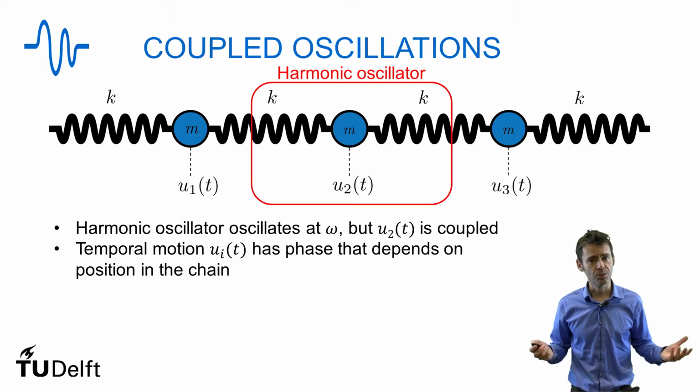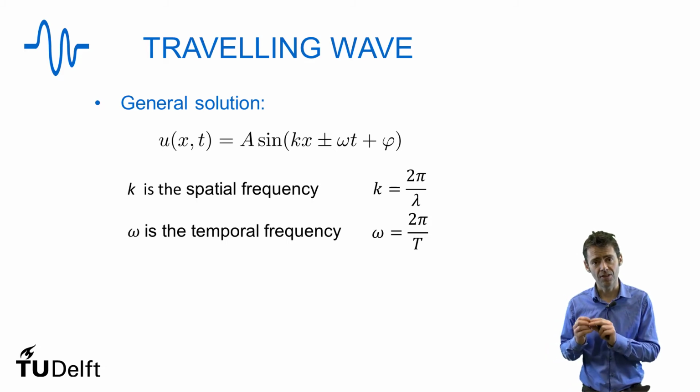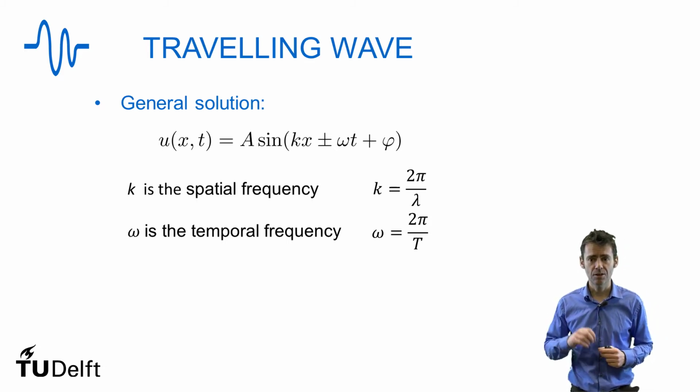So I will not go into all the mathematical details, but I will give you the solution, and that is the general solution for a traveling wave. u as a function of spatial coordinate x and temporal coordinate t is capital A times sine of kx plus or minus omega t plus phi. So kx is the spatial part of the wave, and omega t is the temporal part of the wave.